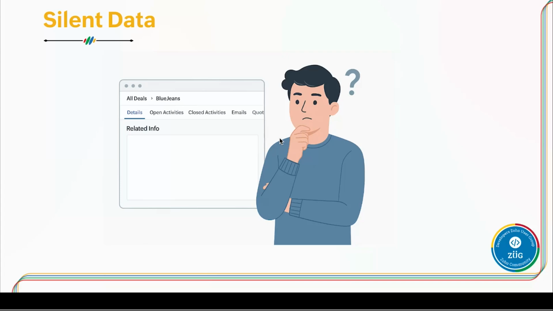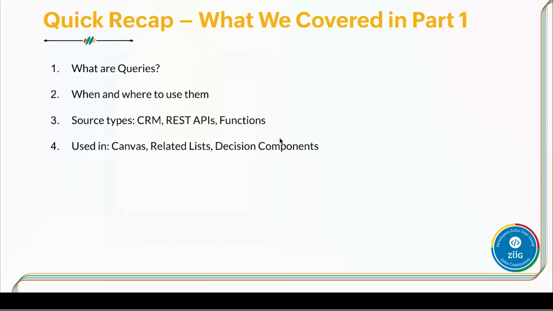Now imagine if Dave didn't have to dig around at all. What if the CRM could pull just the right data from wherever it lives and show it right inside the deal record in CRM? So in part one of this series, we introduced how queries in Zoho CRM solve exactly this problem. We explored what queries are, which are nothing but a way to bring real-time filtered data into your CRM UI from both inside and outside Zoho. We saw when to use them, where they show up, like Canvas, related lists, decision components of a kiosk, and how they can streamline workflows.